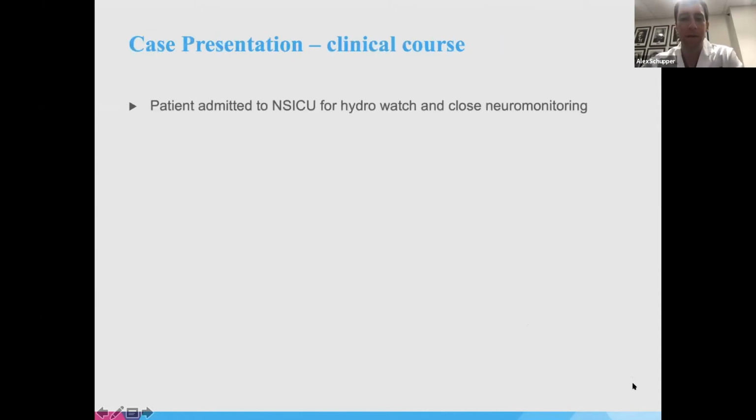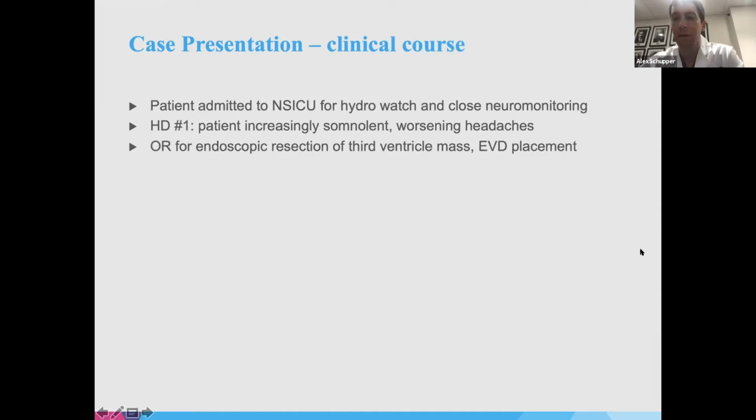So as far as what we did with this patient, we admitted her to the SICU for close neuromonitoring and for watching developing hydrocephalus, given that she's had progressively worsening symptoms. And interestingly, on the first day, she became increasingly somnolent with worsening headaches. And so we actually took her directly to the operating room for endoscopic resection of the ventricular mass and placement of an external ventricular drain.